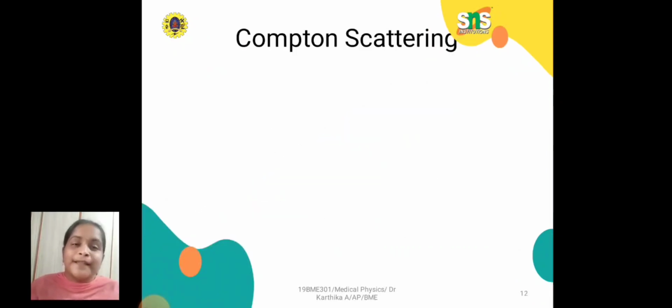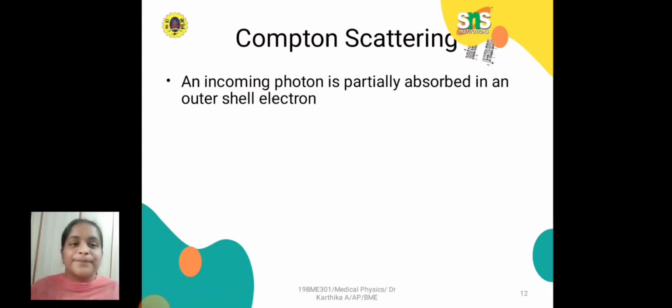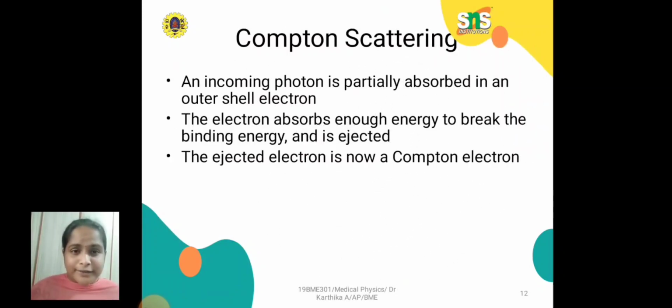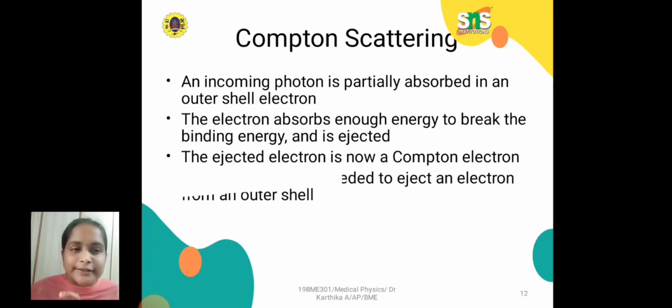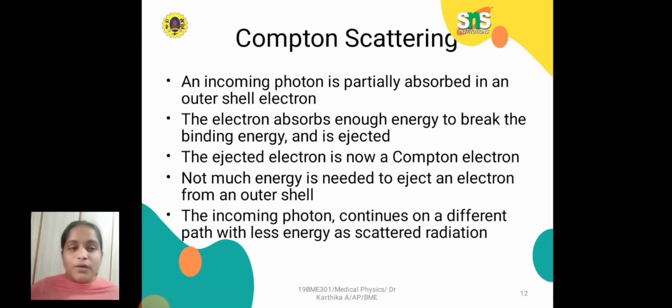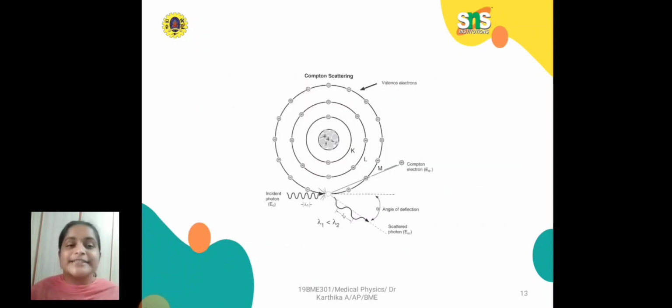Okay. Next one is Compton scattering. An incoming photon is partially absorbed in an outer shell electron. Here the electron absorbs enough energy to break the binding energy and is ejected. The ejected electron is now a Compton electron, and not much energy is needed to eject an electron from an outer shell. The incoming photon continues on a different path with less energy as scattered radiation.